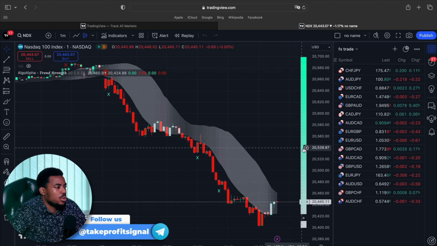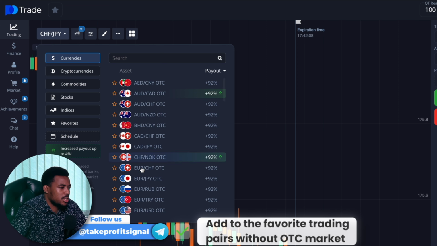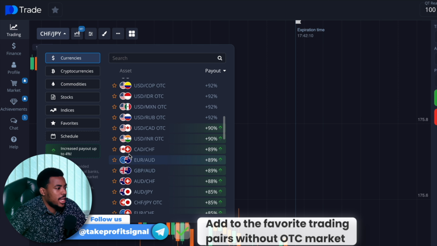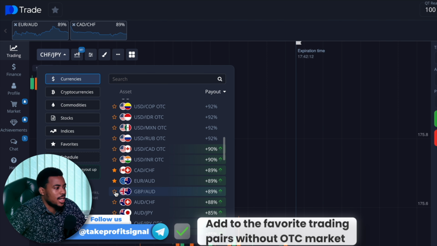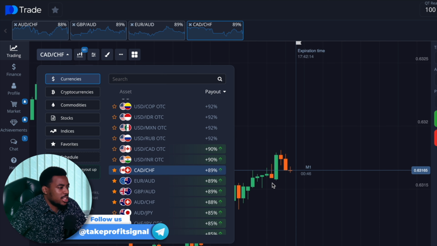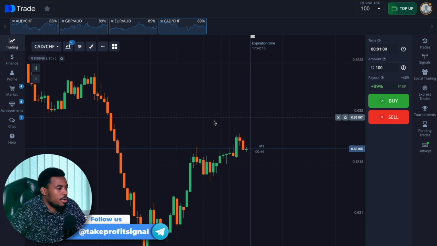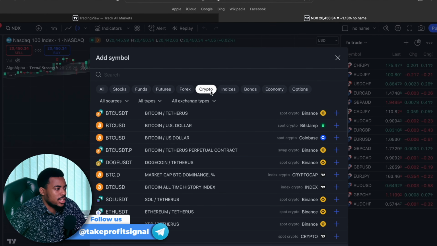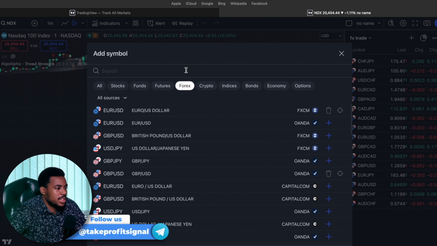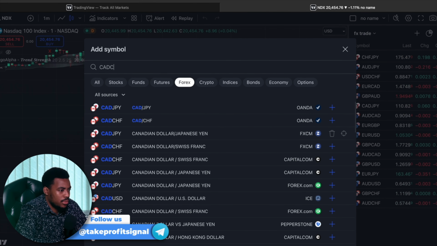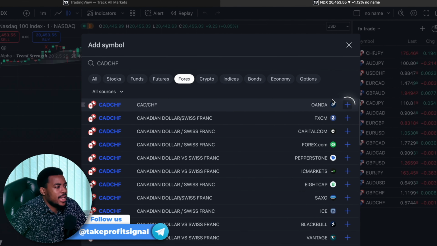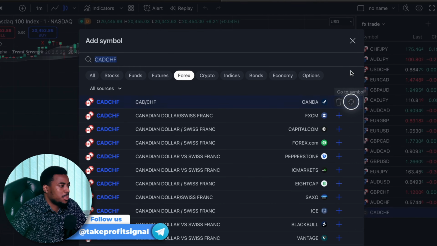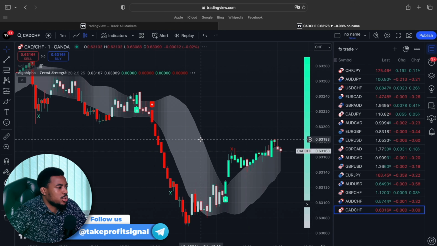And most importantly, now we add the currency pairs from the platform. I mean, we go to Pocket Option, look for currency pairs without OTC marking. It is very important because these currency pairs are listed on the world exchanges. Here we memorize the name of the currency pair, go here, click plus in the forex section, write the name of the currency pair, and choose any supplier for this pair. And in fact, our chart is ready to work.